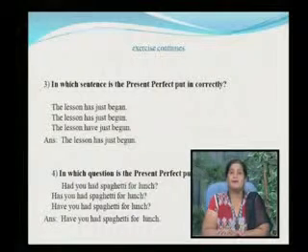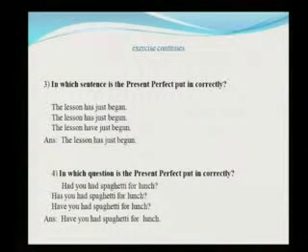The next one, in which sentence is present perfect put correctly? The lesson has just begun. The lesson have just begun. The lesson has just begun is correct. Had you had spaghetti for lunch? Have you had spaghetti for lunch? And has you had? The answer is have you had.